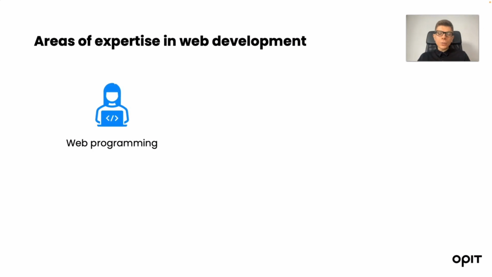First of all, it is, of course, web programming. Websites and web applications are programmed using different programming languages. Some of them are script languages, some of them are markup languages, and others are regular programming languages, including object-oriented languages like PHP, for example. So the core area of expertise in web development is, of course, web programming.